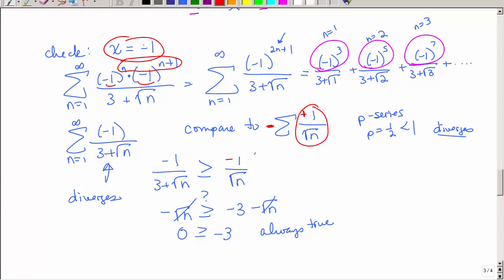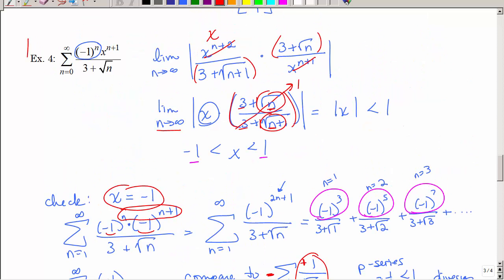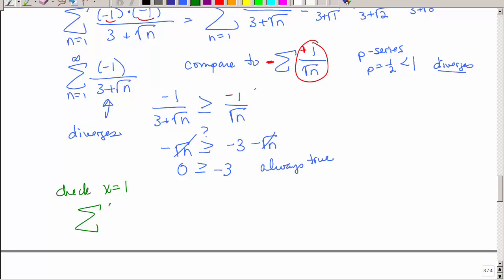So now we have to check the other endpoint when x is positive 1. Okay, so remember, we're coming back up here, and where there's an x, we're putting in positive 1. Okay, so 1 to a power, that's just going to be 1, so we can kind of ignore that. And now we do have an alternating series because negative 1 to the power of n is going to alternate. So let's use that alternating series test.